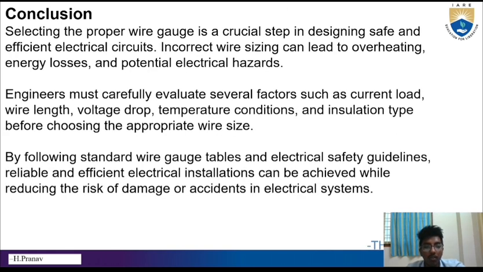Coming to the conclusion, selecting the proper wire gauge is a crucial step in designing safe and efficient electrical circuits. Incorrect wire sizing can lead to overheating, energy loss, and potential electrical hazards. Engineers must carefully evaluate several factors such as current load, wire length, voltage drop, temperature conditions, and insulation type before choosing the appropriate wire size. By following standard wire gauge tables and electrical safety guidelines, reliable and efficient electrical installations can be achieved while reducing the risk of accidents in electrical systems.